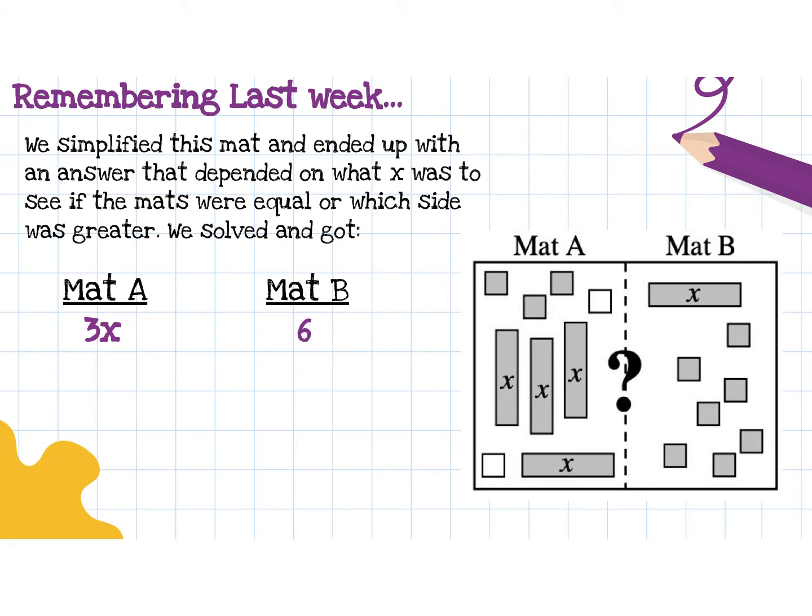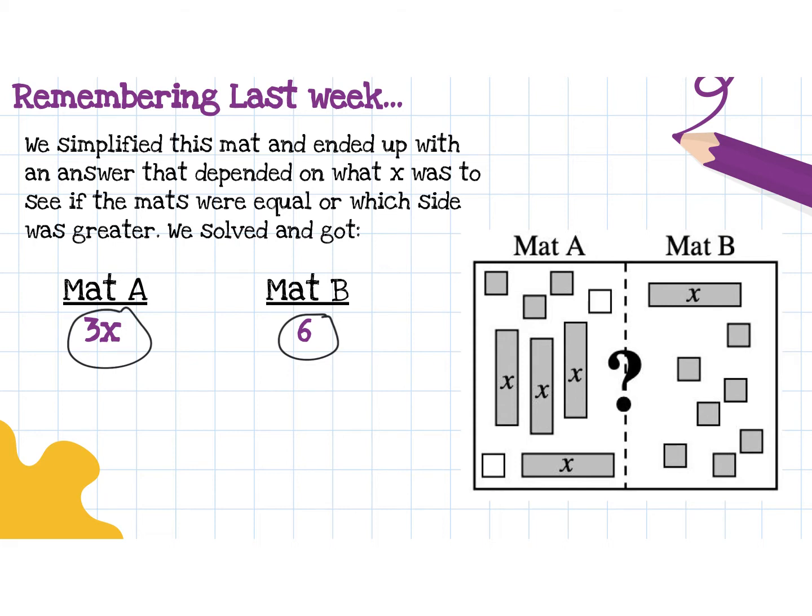So remember last week when we were simplifying this mat on the page in front of you, we ended up with an answer that depended on what our value of x was. When we got all down to just the final things that we could remove zero pairs and remove balanced sets, we ended up on mat A with 3x, and we ended up on mat B with the value of 6. We knew that we didn't want that because we wanted to be able to say, oh, mat A is bigger, mat B is bigger, or possibly they're the same value.